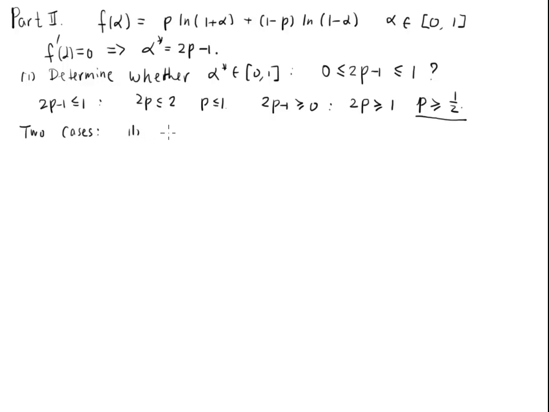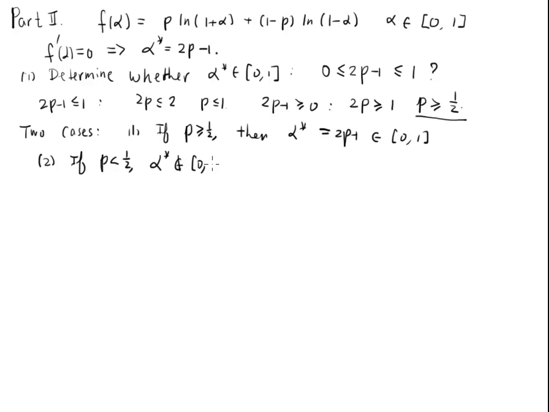Case 1, if we have p greater than or equal to 1/2, then alpha star is a candidate because alpha star equal to 2p minus 1 is inside this interval. And then we consider the problem. And we also have the second case. If p, this parameter, is less than 1/2, then alpha star is not a candidate. This one is not inside 0 and 1.